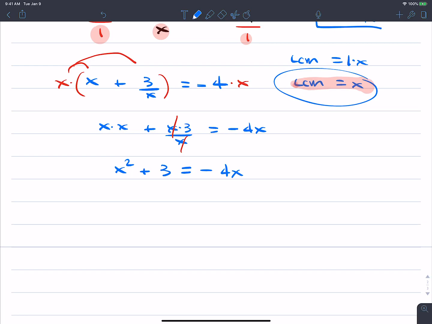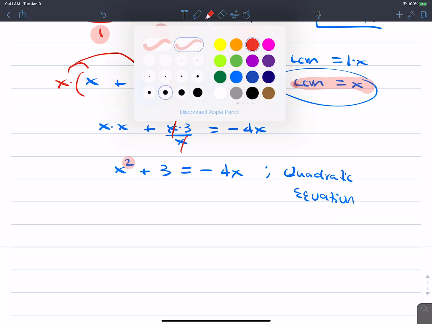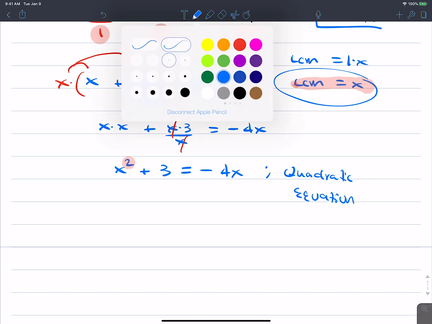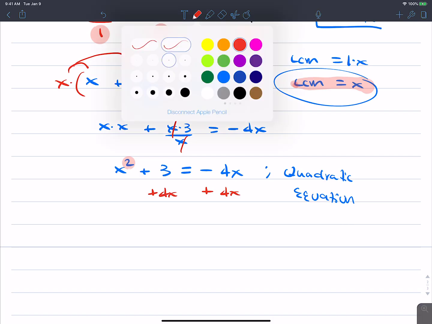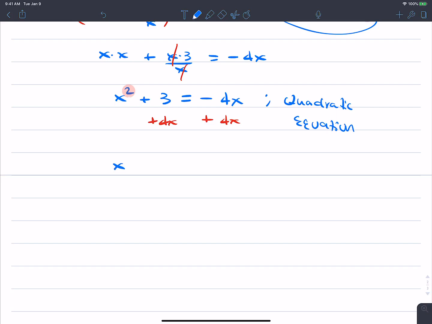-4x. Do you guys know what kind of equation this is? Yep, this is a quadratic equation. How do you know? The highest power of your variable x is 2. That makes this a quadratic. If you recall, how do you solve quadratics? One of the sides has to equal 0. So I'm going to add that 4x to both sides here. So you get x squared plus 4x plus 3 now equals 0. And there's your quadratic.